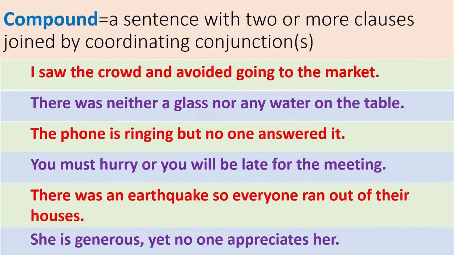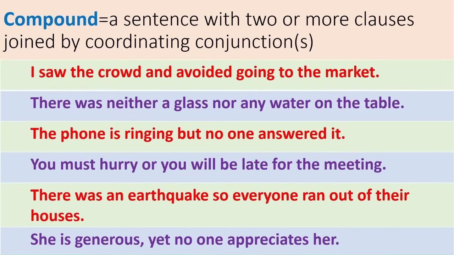And, coordinating conjunction. There was neither a glass nor any water on the table. So you have neither nor, that is a paired conjunction, and there was a glass and water on the table, two clauses. The phone is ringing but no one answered it. You have the conjunction but. You must hurry or you will be late for the meeting. Or is the conjunction. These are all coordinating conjunctions.